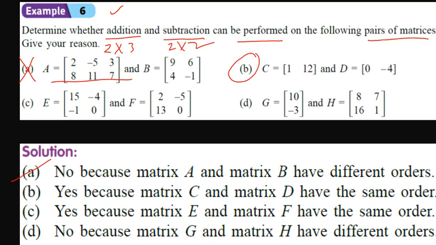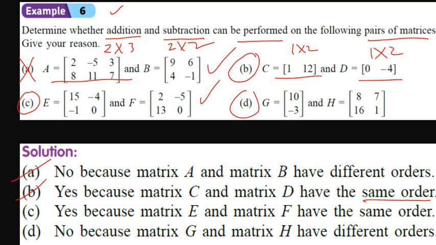For B, you see this one, the same order, right? 1 by 2, 1 by 2. So yes, you can subtract or add, because they have the same order. This C also has the same order, but D has a different order. So D cannot. C, yes. Okay, can you see that? Because of the order.